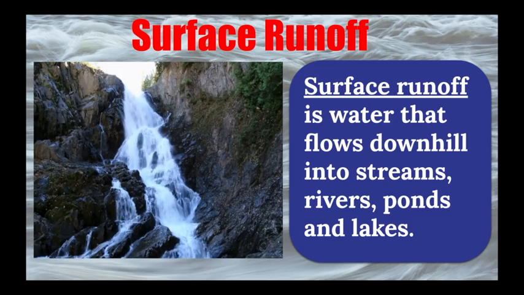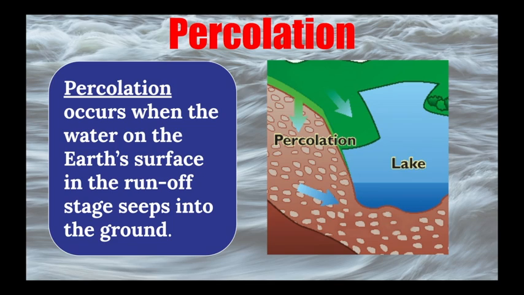Surface runoff. Surface runoff is water that flows downhill into streams, rivers, ponds, and lakes. Percolation. Percolation occurs when the water on the Earth's surface in the runoff stage seeps underground.